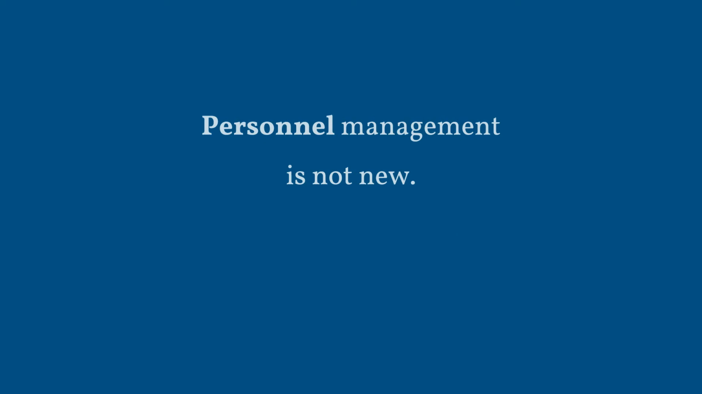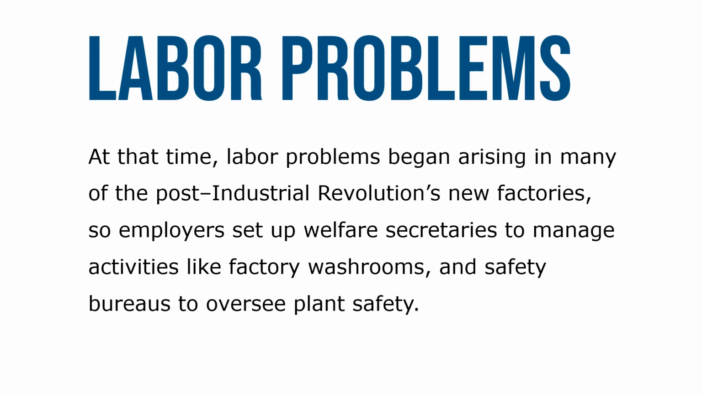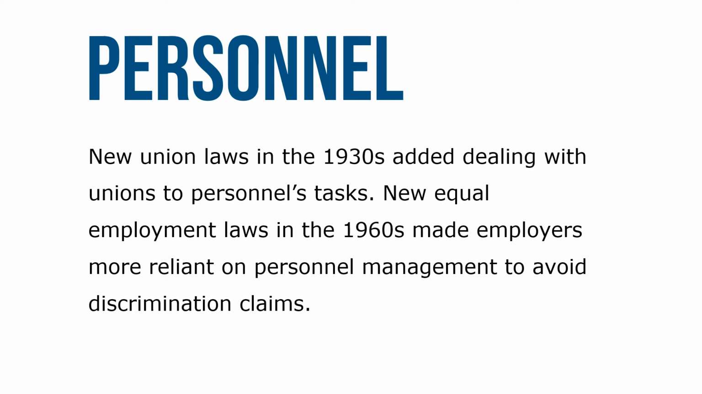Personnel management is not new. Personnel tasks were part of every manager's job, something that lasted in most countries until the 1800s. At that time, labor problems began arising in many of the post industrial revolution's new factories, so employers set up welfare secretaries to manage activities like factory washrooms and safety bureaus to oversee plant safety. By 1900, employers set up the first hiring offices, training programs, and factory schools. Personnel management had begun. New union laws in the 1930s added dealing with unions to personnel's task.